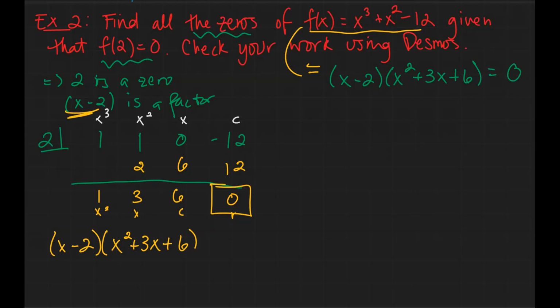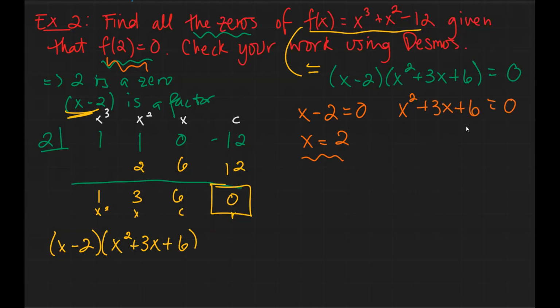So we already know one of them. This one we already got for free, so it's not any new information. I don't need the parentheses there, I apologize. x minus 2 equals 0 gives us x equals 2. That was already free information given to us, but let's just account for it. And then x squared plus 3x plus 6 equals 0.